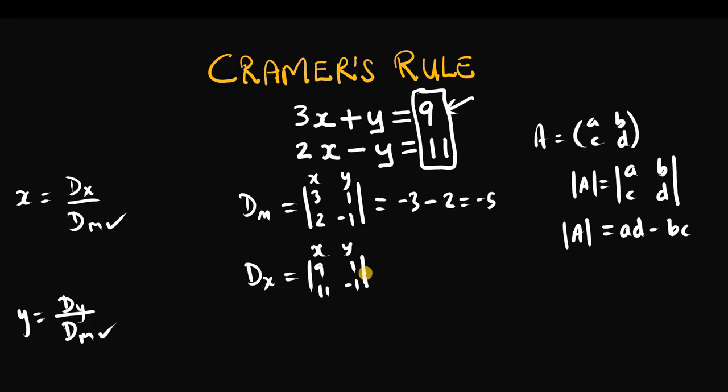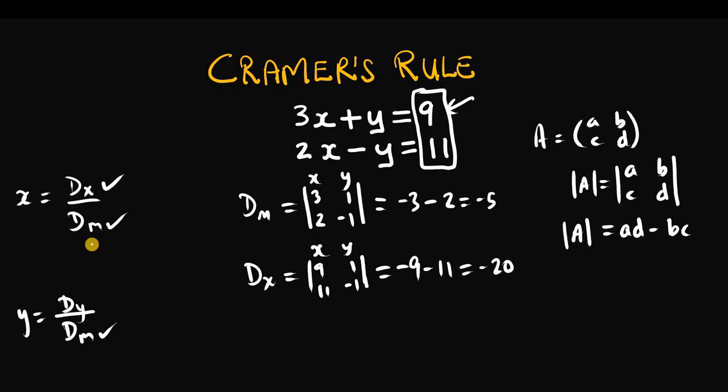Now, once we have that, we carry out the instruction. These vertical bars mean to take the determinant. Again, when we have a 2 by 2 matrix, we multiply the elements in the main diagonal. So it's 9 times -1, that gives us -9, minus, that's part of the formula, B times C. So it's 1 times 11, which is 11. I'll compute this and it gives us -20. Okay, so we found the x determinant.